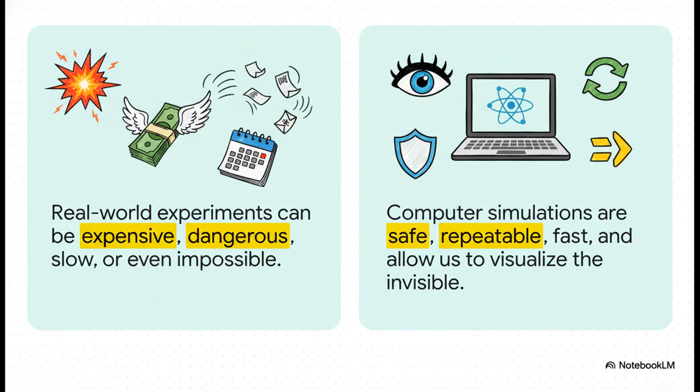Computer simulations, though, they just flip that script completely. They're safe, you can repeat them perfectly, and they can compress a decade of change into a few seconds. And maybe most importantly, they let us see things we could never, ever see with our own eyes.